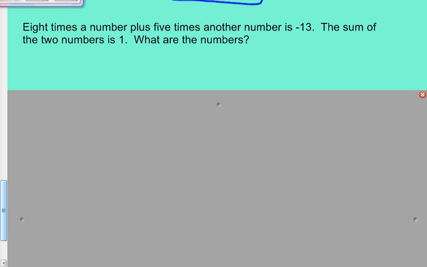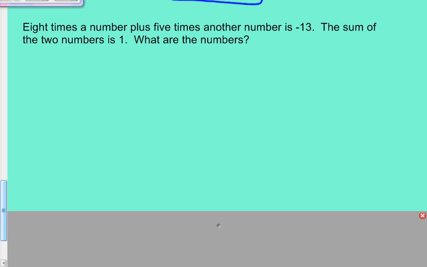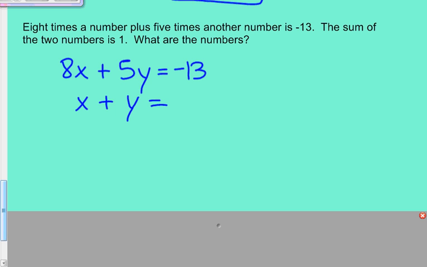Now on your paper, you are going to have a word one like this. Works the same kind of way. 8 times a number plus 5 times another number is -13. Just write out what you see. Then it'll say the sum of the two numbers, so the same two numbers you used, just x and y, is 1.